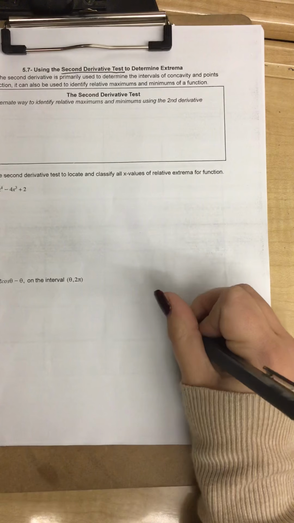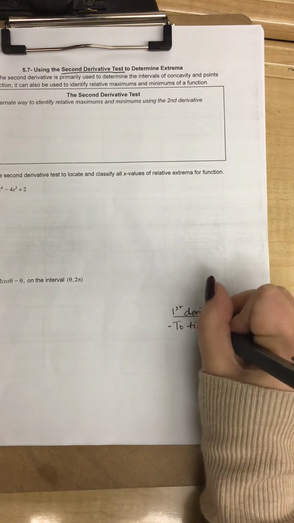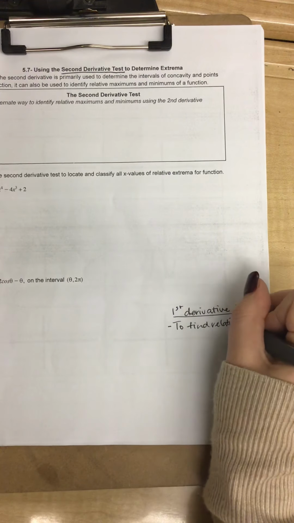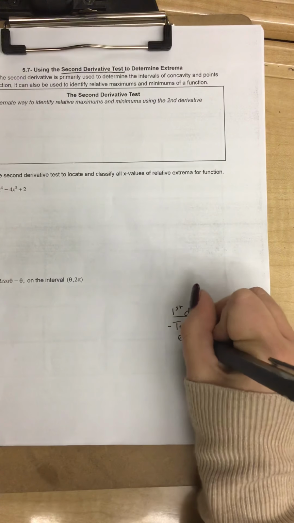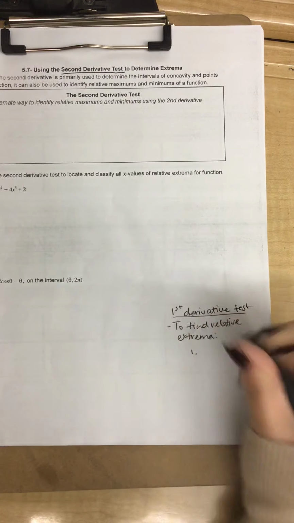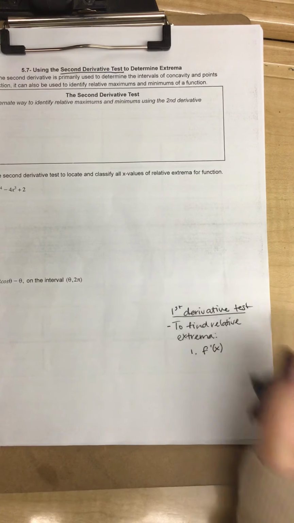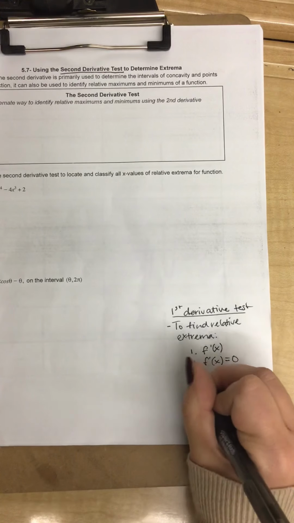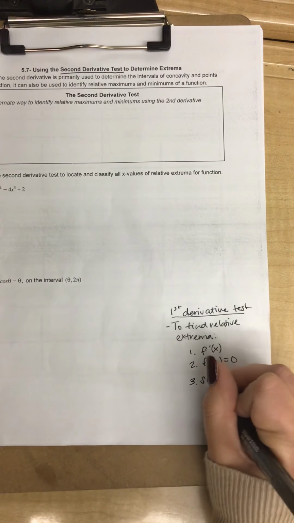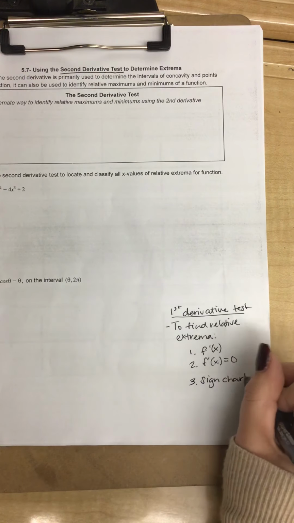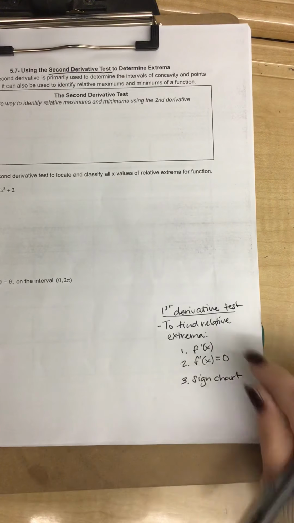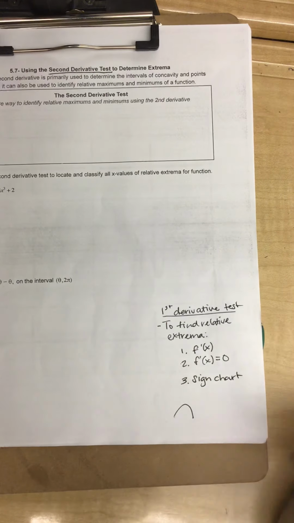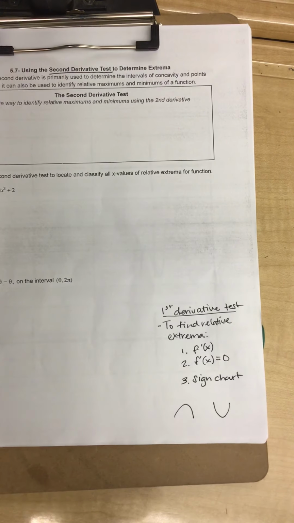So to find relative extrema, we found our critical points. Step 1, take the derivative. Step 2, set it equal to 0 and solve. And then step 3, that's when we set up our sign chart. And we had to know that if it went from increasing to decreasing, it was a max, and decreasing to increasing, it was a min. Okay, that's your main way of finding extrema right now.